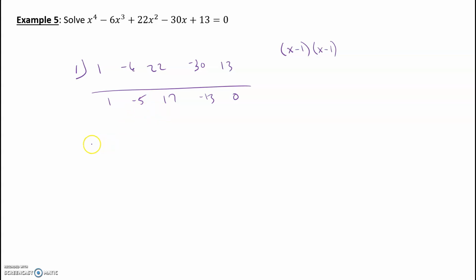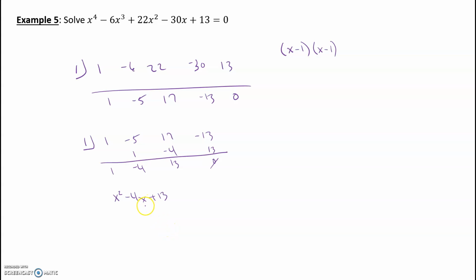So we can actually whittle this down a little bit more. So let's do it. 1, negative 5, 17. We're going to use where we left off. We're going to get this even smaller. So we're going to multiply, add, multiply, add, multiply, add. And again, that's why it should have been 0, because we knew that it already worked again. So now instead of a 4th power, we went to a 3rd power, and we went to a squared. So this winds up being x squared minus 4x plus 13.